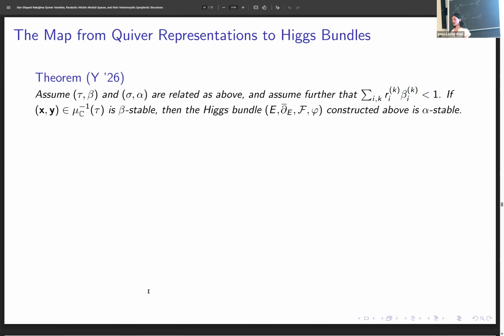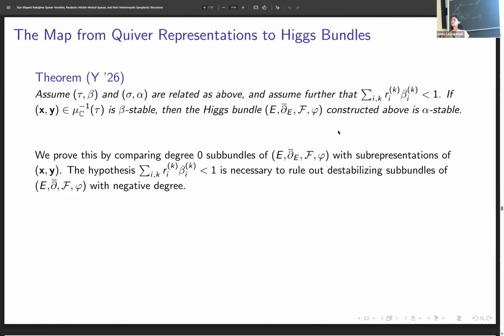So my first theorem is that if you add this assumption that the beta weights are sufficiently small, and you start with a stable representation, then this construction builds a stable Higgs bundle. And to prove that, we compare the degree 0 subbundles of the Higgs bundle with the subrepresentations of xy. And the combinatorics all lines up perfectly in that case.